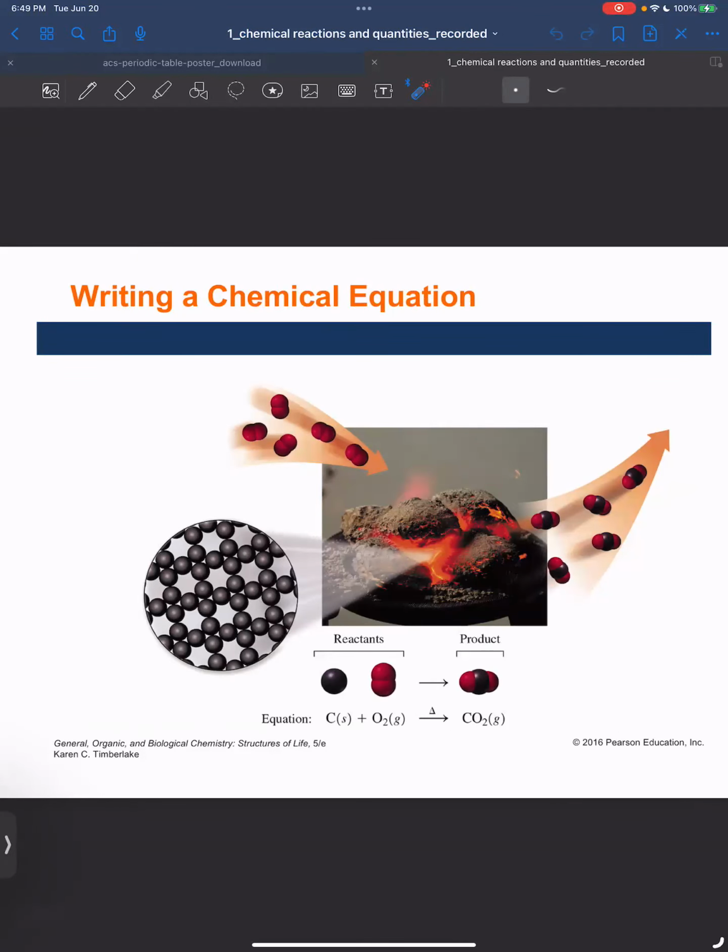So when we write a chemical equation, we will have the reactants on the left side of the arrow and the product or products on the right side of the arrow. And so you may have one reactant or more than one reactant. You may have one product or more than one product, just depends what you're working with. And as you can see, once again, the identity of the substances changes. So that's when a chemical reaction occurs.